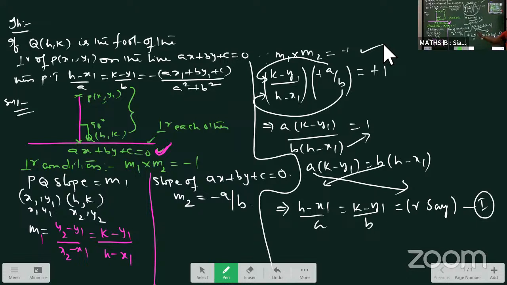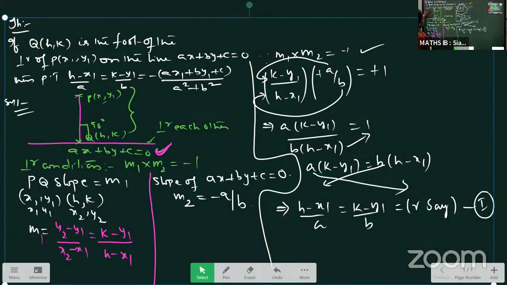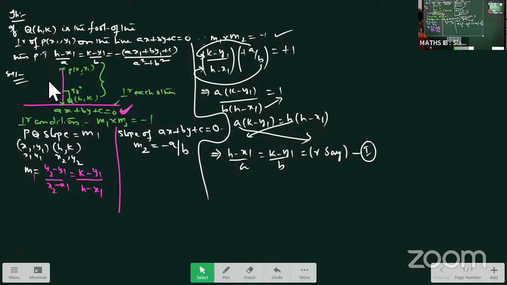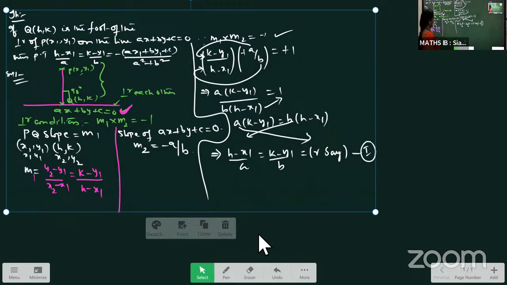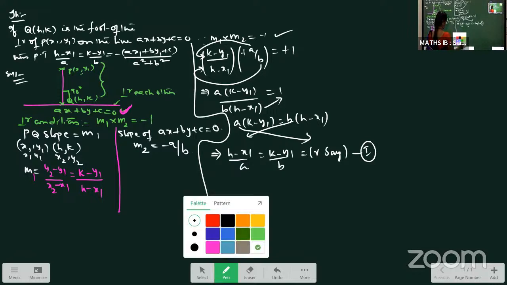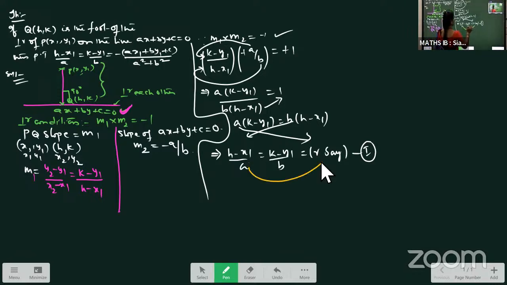H minus X1 by A, K minus Y1 by B is equal to R, let us suppose. Now, what to do? Now, make it equal these two. Equate these two.